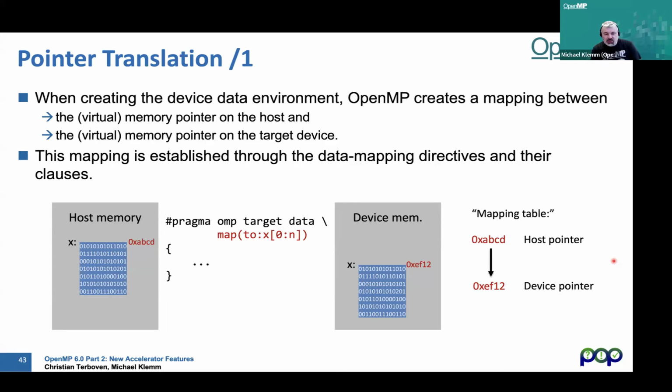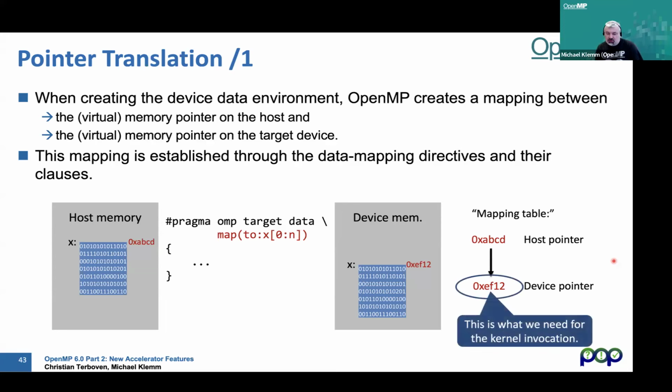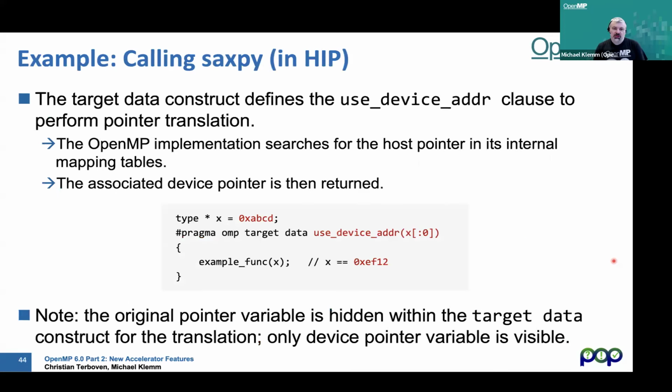And so what we need for the HIP kernel to work is actually this device pointer. So we need to ask OpenMP to return that device pointer and hand it out from the internal bookkeeping that it maintains for us. And this is how it works. There's the use_device_addr clause that you can use for this purpose.